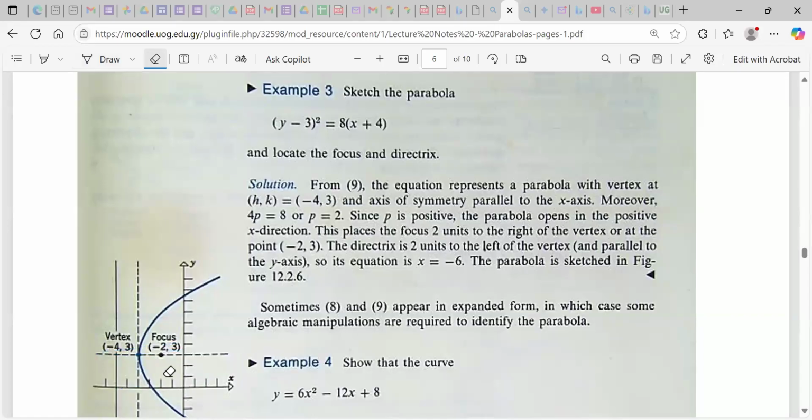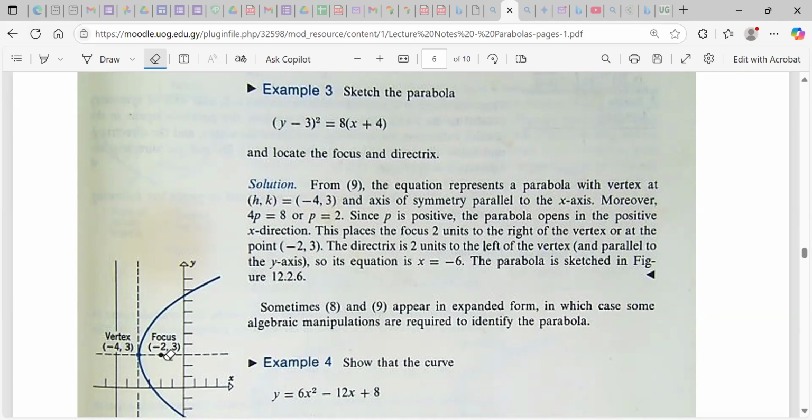So if -4, 3 is your vertex here, to get your focus you have to add 2 and come this way, right? Because p is 2. So your focus, the 3 is going to remain the same because it's all happening on that line. You add 2 to -4, you get -2, and that is your focus, -2, 3.